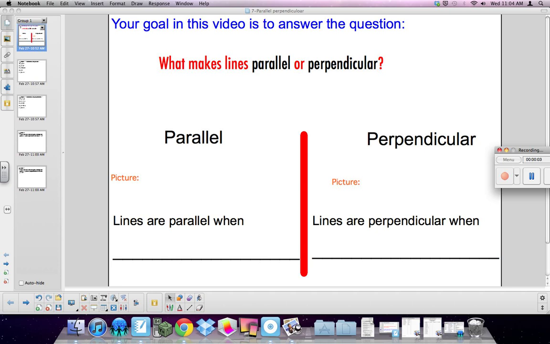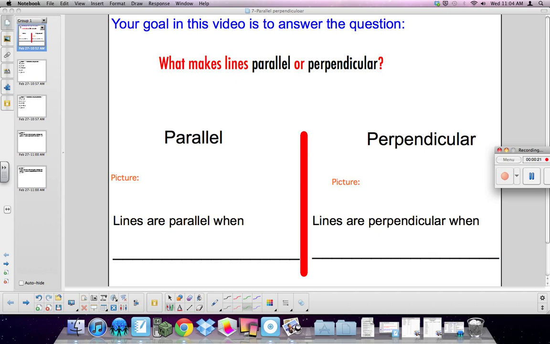In this video, our goal is to answer the question, what makes lines parallel or perpendicular? Many of us were struggling on this chapter, so we need to review what makes lines parallel or perpendicular. So the first thing that we're going to talk about is what is parallel and what is perpendicular.